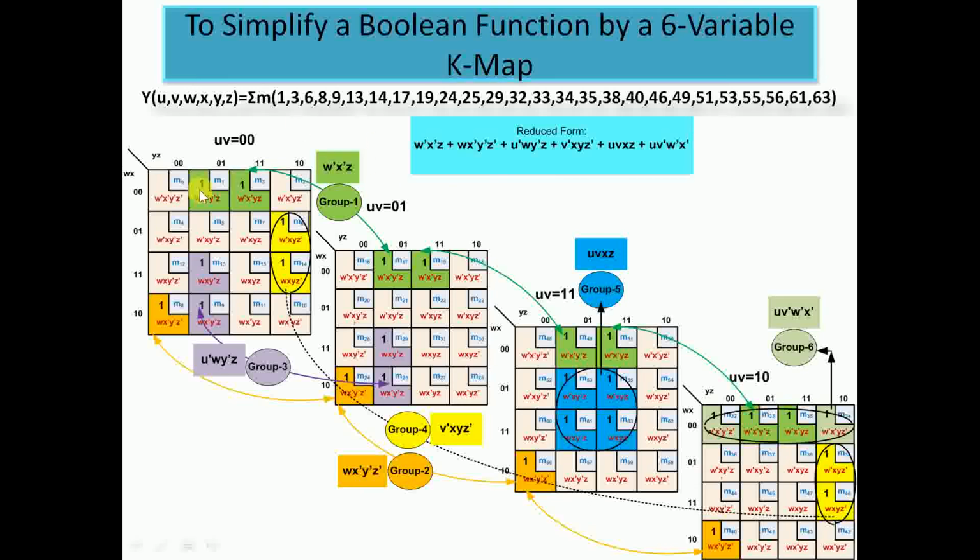Now for the rest of the variables we can concentrate on any of the maps. So for these two minterms, we see that W and X are 0 0, so we have W bar X bar. And when we focus on these two columns where Y is changed and Z is fixed to 1, we have Z. So for group 1, the reduced form is W bar X bar Z.